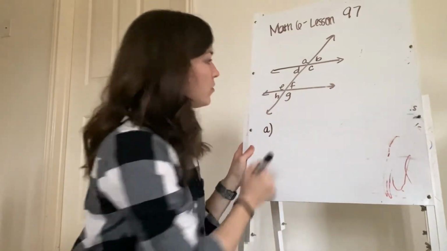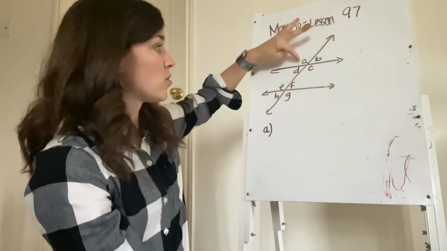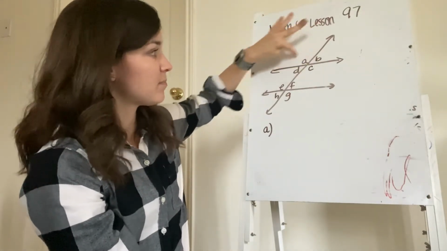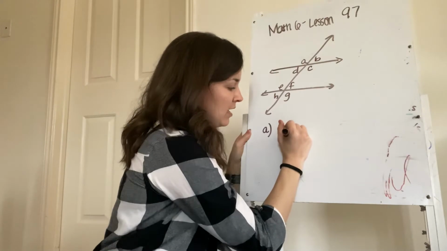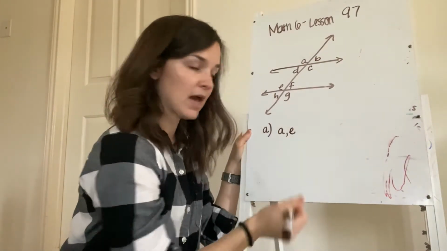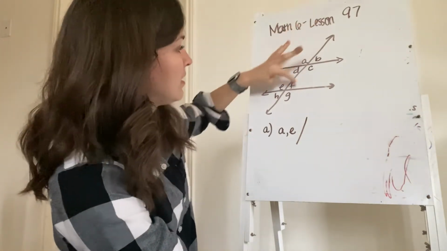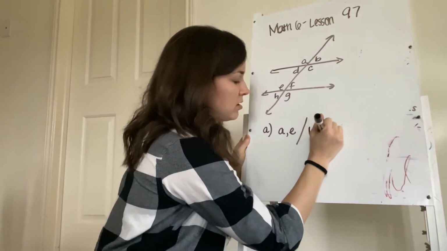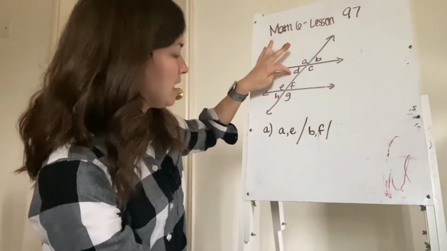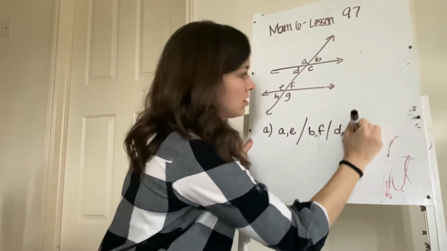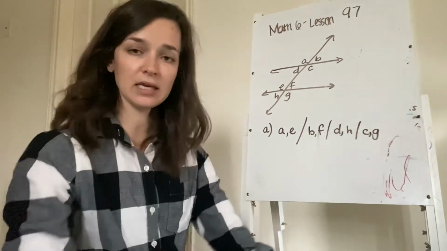So for A, we would say, okay, corresponding angles, we learned, are the ones that are in the same positions in each set. So like A is in the top left in this setup here. E is in the top left in this setup here. So A and E would be one example, okay? Then the next group could be B and F. They are both in the same position. Okay, D and H are in the same position, and C and G. So those all have corresponding angles.